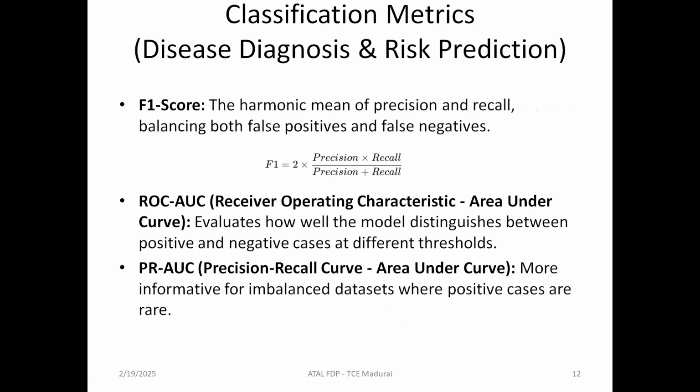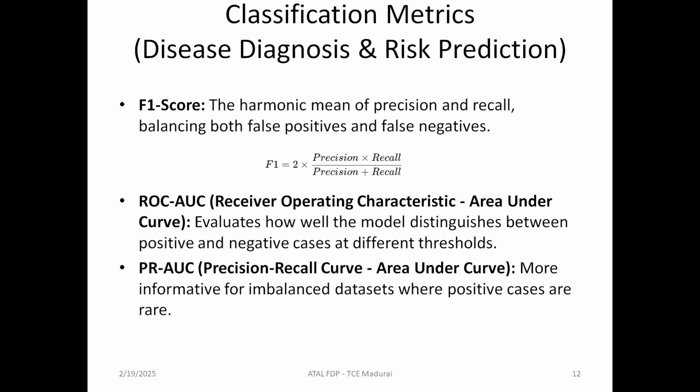So in order to avoid those things, we can go for F1 score also. That is the harmonic mean of precision and recall, balancing both the false positive as well as the false negative. Then it is very good to find the ROC curve, receiver operating characteristics. This evaluates how well the model distinguishes between positive cases and negative cases at different threshold levels. Then we can also find out the precision recall curve, more informative for imbalanced data sets.